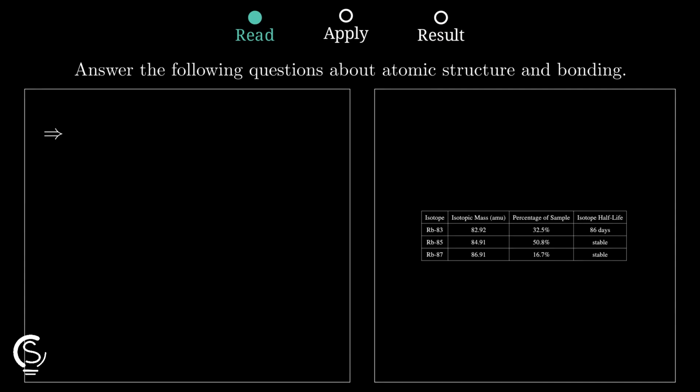C. 1. Average atomic mass equals 82.92 times 0.325 plus 84.92 times 0.508 plus 86.91 times 0.167 equals 84.60 AMU.